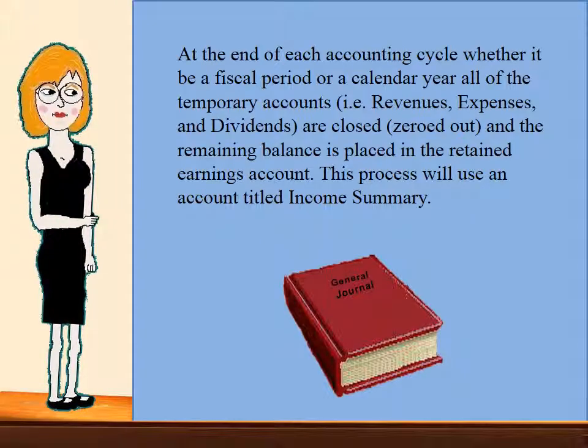At the end of each accounting cycle, whether it be a fiscal period or a calendar year, all of the temporary accounts, i.e. revenues, expenses, and dividends, are closed, zeroed out, and the remaining balance is placed in the retained earnings account. This process will use an account titled Income Summary.